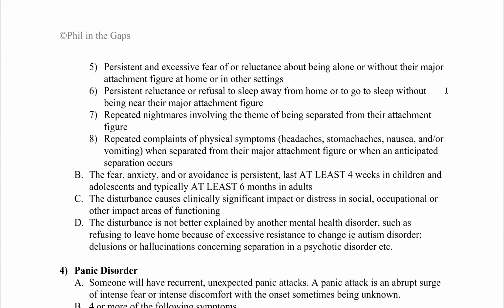Repeated nightmares involving the theme of being separated from their attachment figure. So that sleep disturbance element, and repeated complaints of physical symptoms, headaches, stomach aches, nausea, and or vomiting when separated from their major attachment figure or when an anticipated separation occurs. Again, it does not even have to actually be happening, but they can anticipate it, become physically ill, which would negatively impact their ability to be separated. Because if I'm physically ill, then my major attachment figure has a lower likelihood of being away from me.